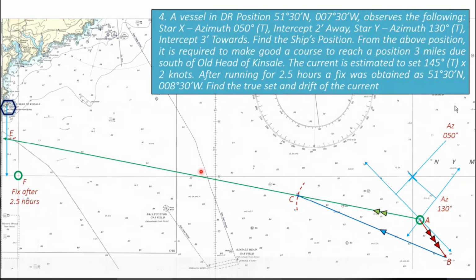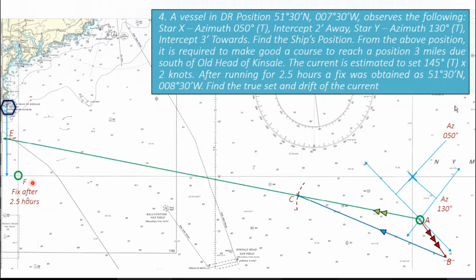Now we want to find out what was the actual set and drift of the current. Now beta, you can see that if our estimated current was correct, then we should be somewhere on the course made good line. But our fix, the position which we have observed, is not there. It is not on our course made good line. The position is here at point F.